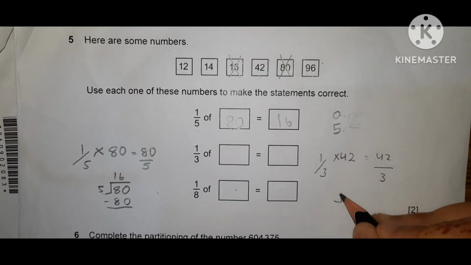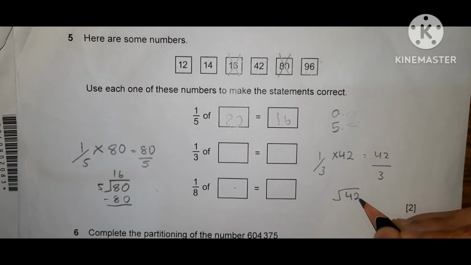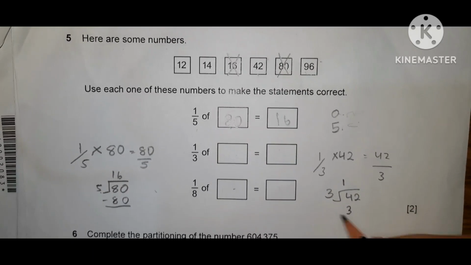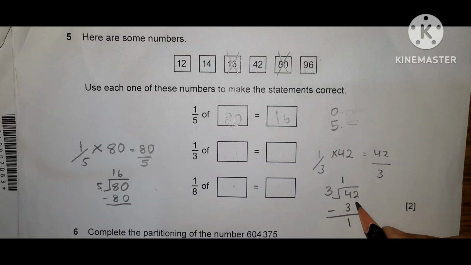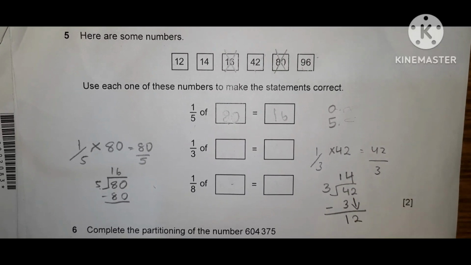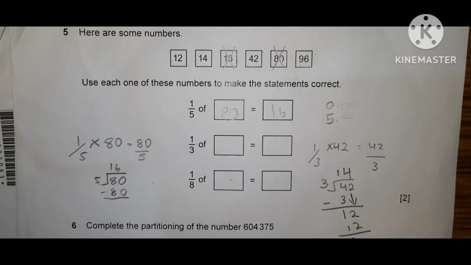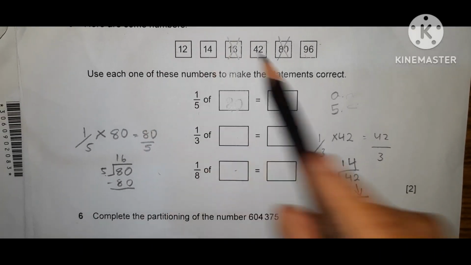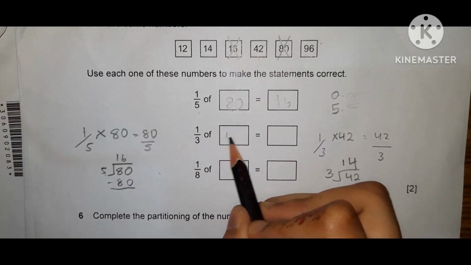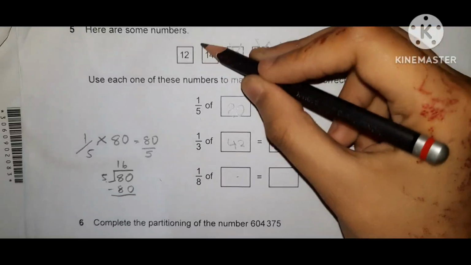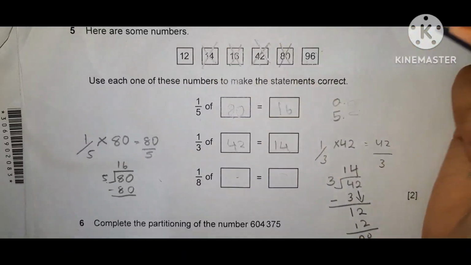So we'll do 42 divide by 3. So 1 3s are 3. 1, the 2 will come down, 12. 4 3s are 12. So it's 14. So 14 is here, so then that's the answer. So 42 here, 14 here. Those two gone. So now 96 and 12 left.